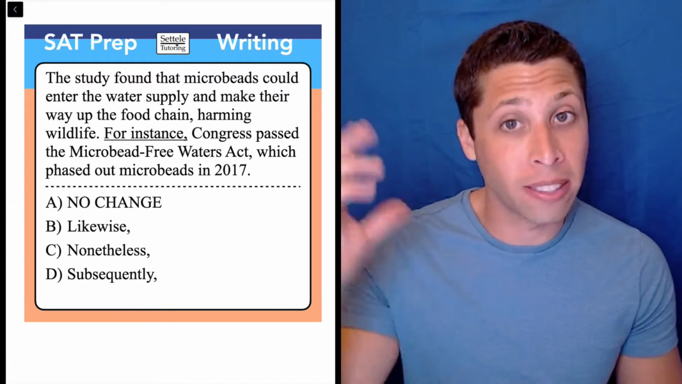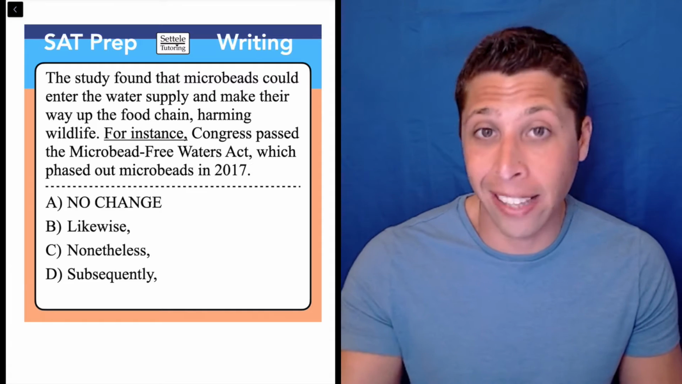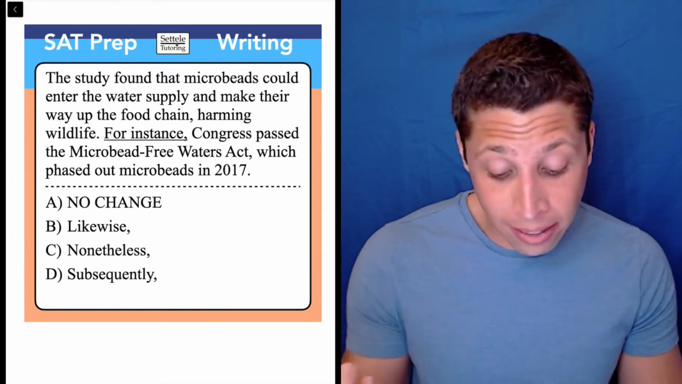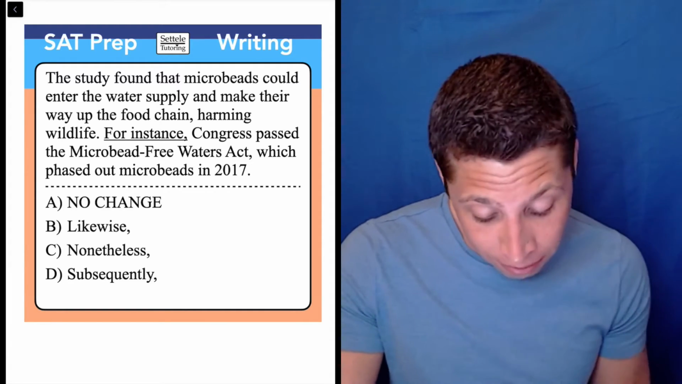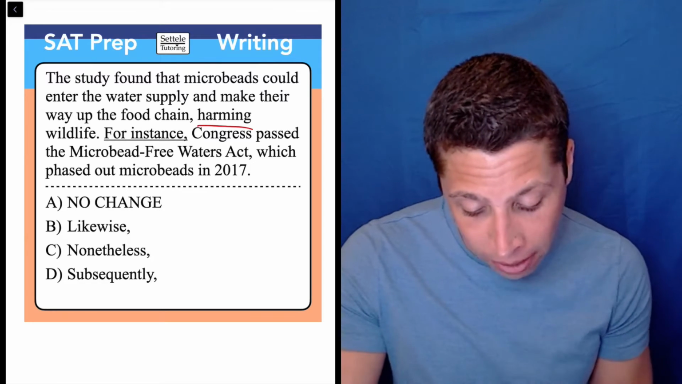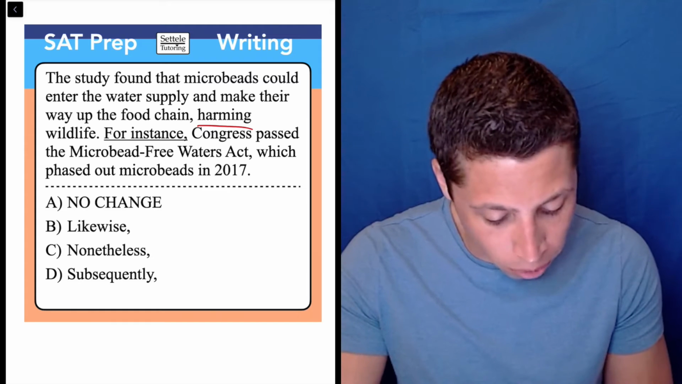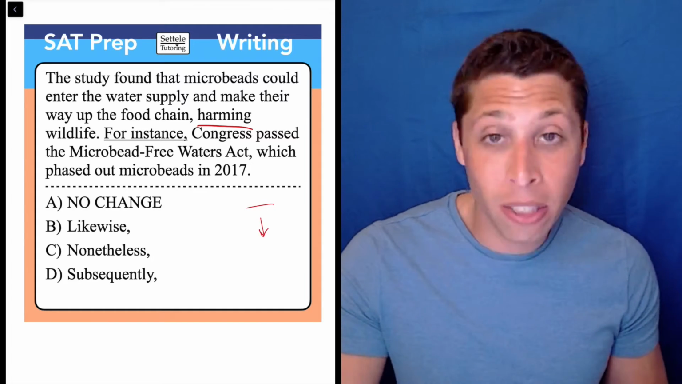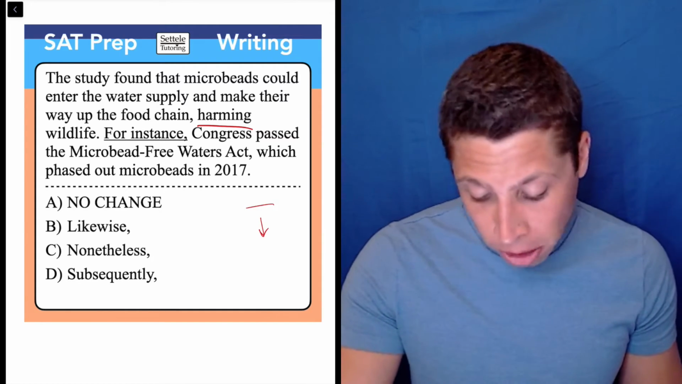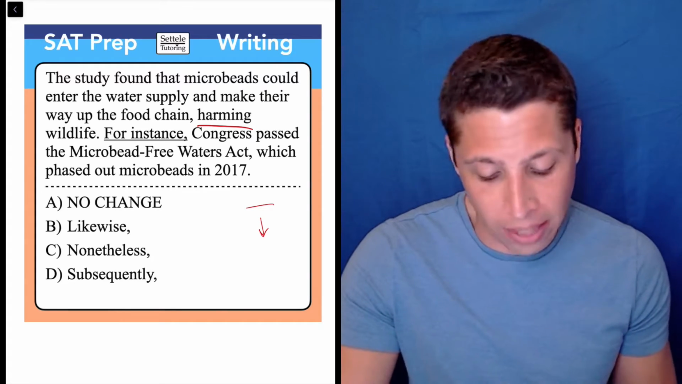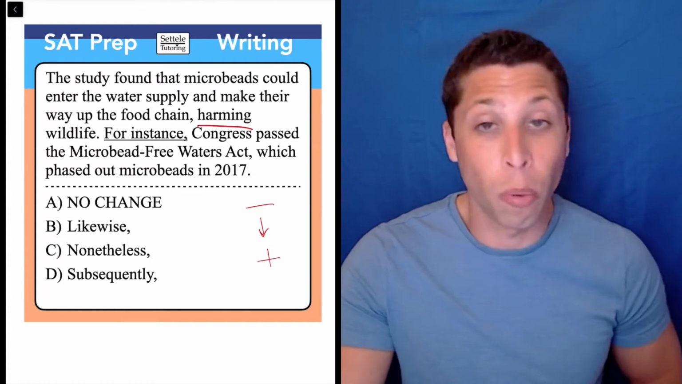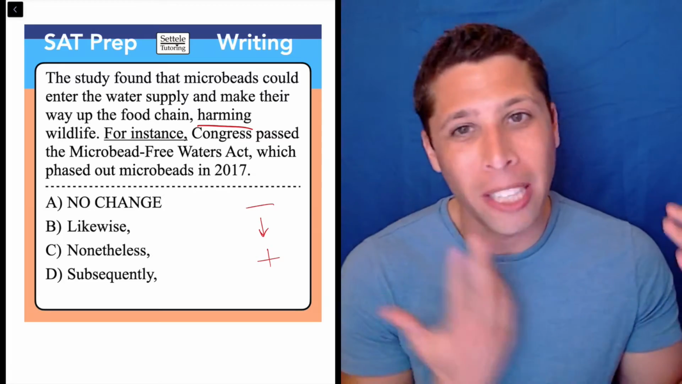Let's start by reading the sentence that contains the transition word and the sentence that comes before. The sentence that comes before definitely has a negative vibe. We're talking about harming wildlife, and that sounds really bad, that these things are getting in the supply. So, okay, we need some sort of negative idea, and then what is it transitioning into? Well, Congress passed the Microbead-Free Waters Act, which phased out microbeads in 2017. So we're getting rid of the bad thing, so that's probably a good thing.